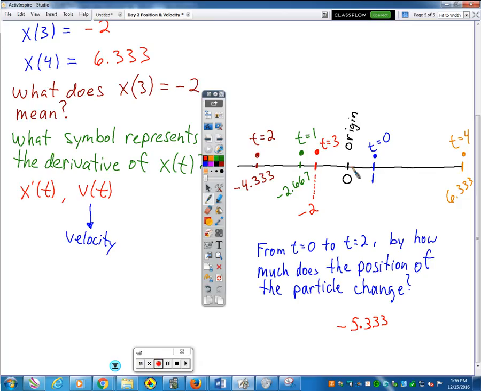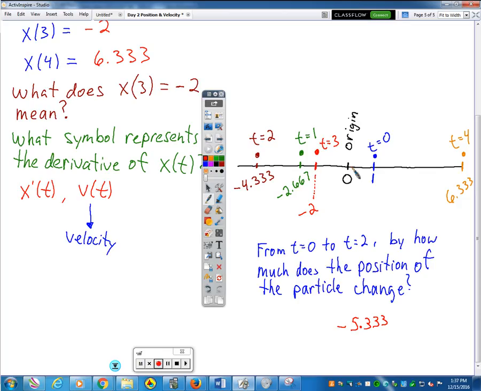The same thing happened up here. Look, the particle was at a position of 1. It ended up over here. So how much did the position change? Well, to get back to the origin was 1. And then to get to over here was another 4.333. But because it started here and ended up left, we say its position changed by -5.333.